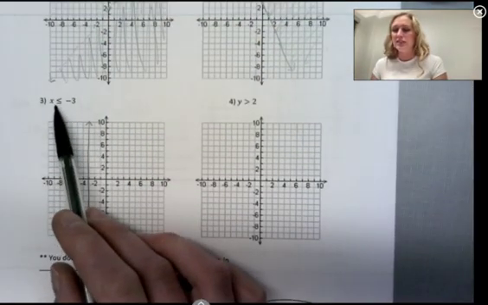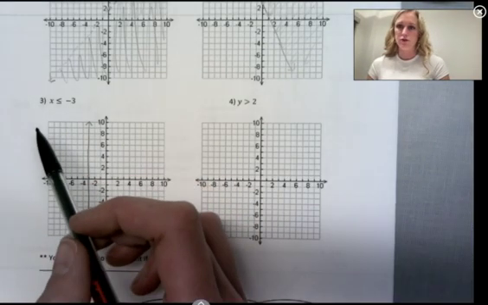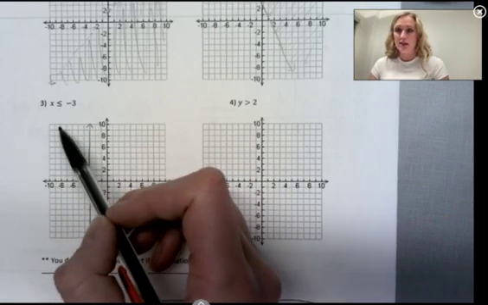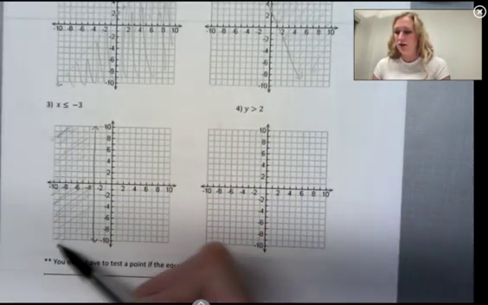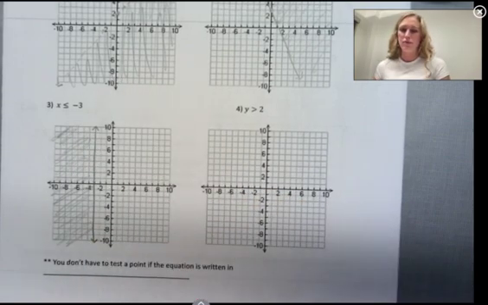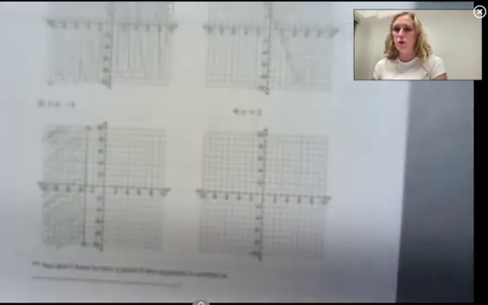Now this is x is less than, so I have to think about where are my x values less than negative 3, to the left or to the right. This one's not really above or below because my vertical line's continuing forever, both directions vertically. So I have to think left and right. So values less than negative 3 are to the left. So this is the only time I really have to worry about left and right is when it's x and a vertical line. Y is greater than 2.